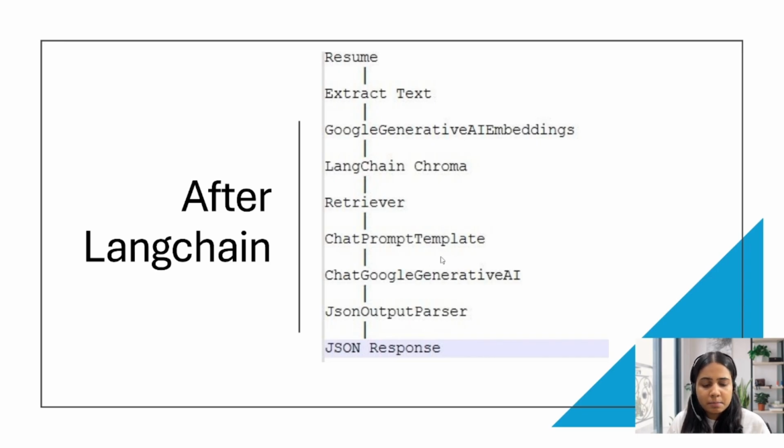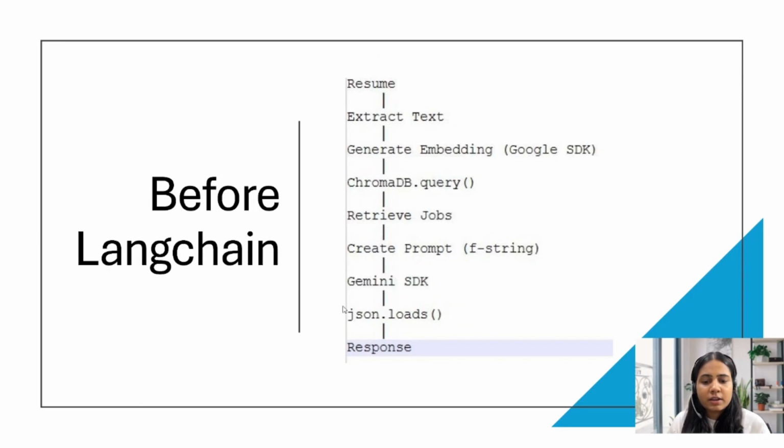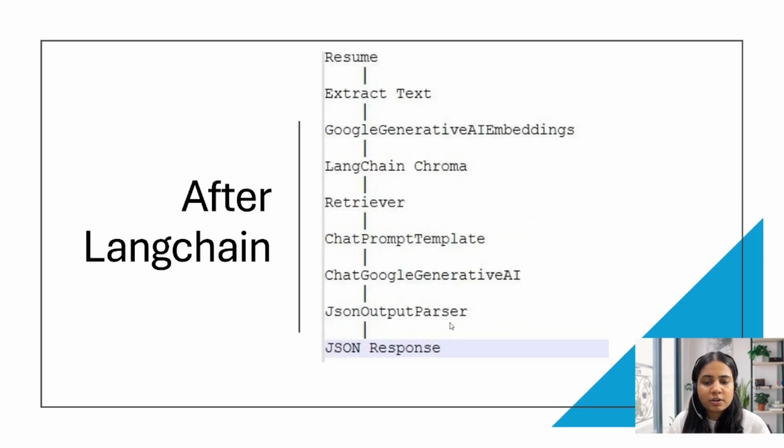Then, in place of using the f-string, we are going to use the ChatPromptTemplate. So now we are not going to write it in string format; we are going to use the template model. Then it will go to ChatGoogleGenerativeAI, which calls the LLM models, and after that the JSON output parser. This is again from LangChain, which we will use in place of doing it manually. Earlier we did json.loads, but now it has changed. We are using the JSON output parser, and we'll get the response in JSON format.